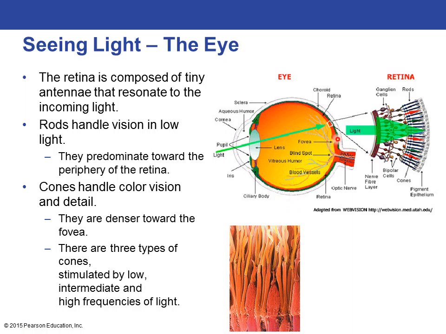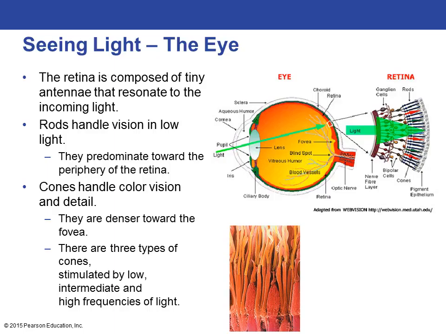So again, the fovea is that spot where our sight is the clearest. It's that direct line of vision, and that's where you have more cones. And then on the periphery, if you think of seeing out of the corner of your eye, you don't see quite as clear out there. That's where the rods predominate.